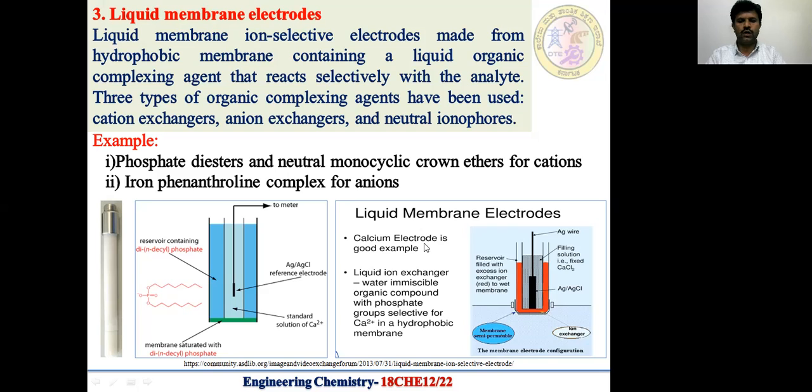The calcium electrode is another good example of a liquid membrane electrode. This electrode contains a liquid ion exchanger, a water immiscible organic compound with phosphate groups, which selectively responds to calcium ions in a hydrophobic membrane. So this is about liquid membrane ion selective electrodes.